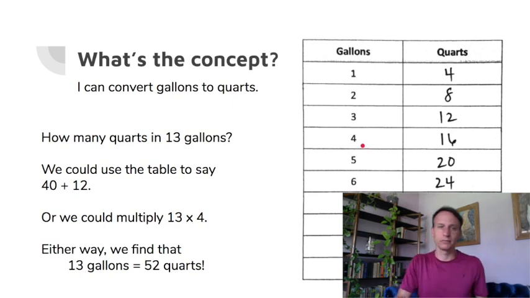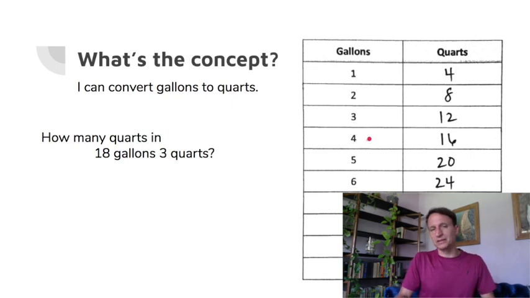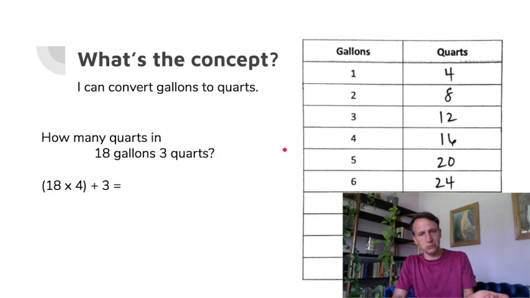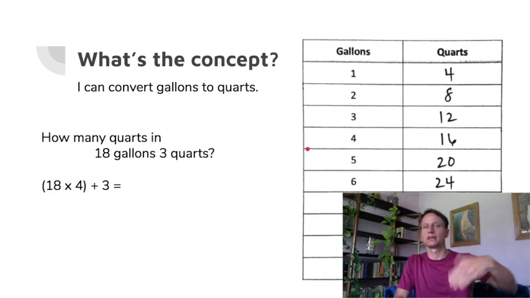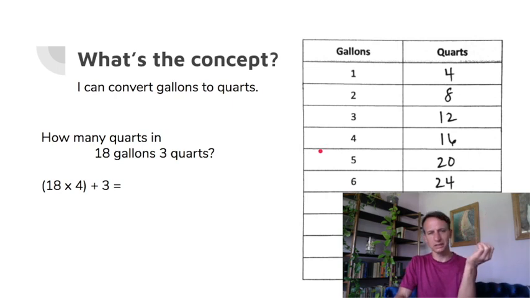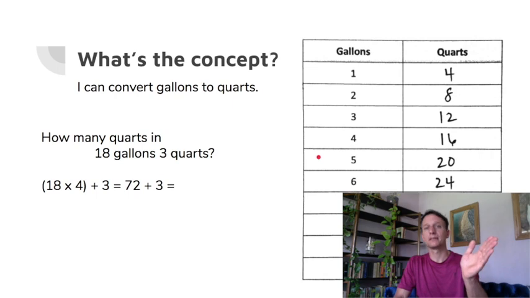Got it? All right. So now, let's say we mix it up a bit and say, how many quarts then are in 18 gallons, 3 quarts? All right, well, a couple ways we can go about this. We can do 18 times 4, because there are 18 gallons times 4 quarts per gallon, and then add those 3 additional quarts. So 18 times 4, you can do 4 times 10 is 40, 4 times 8 is 32, add 40 and 32, you get 72, plus the 3, 75.